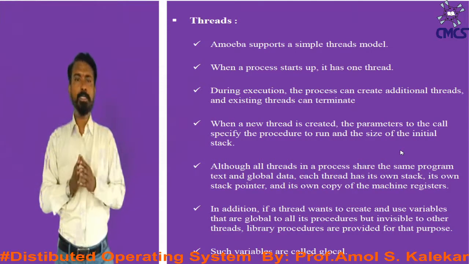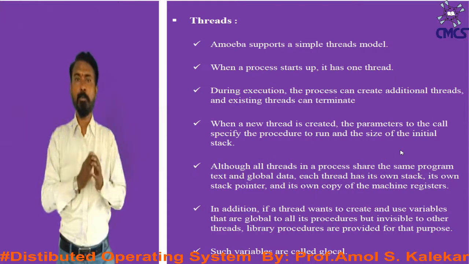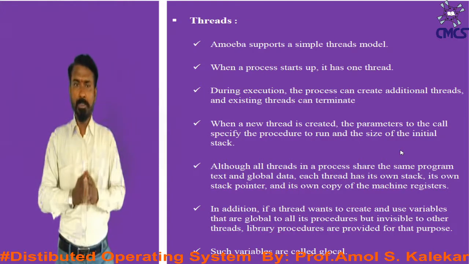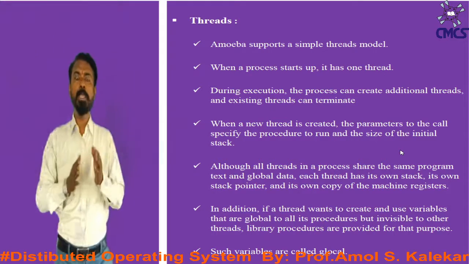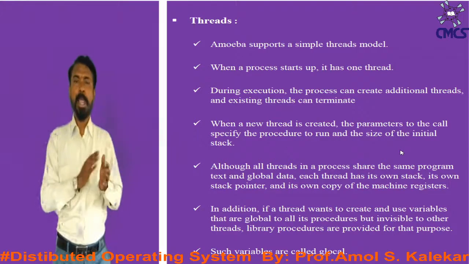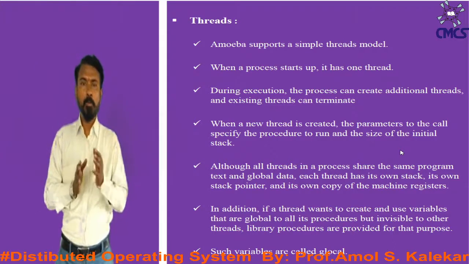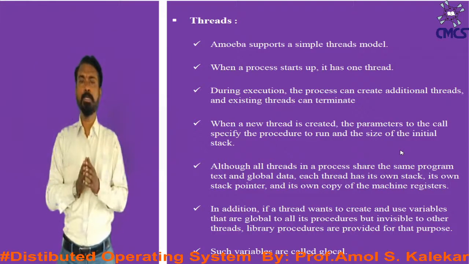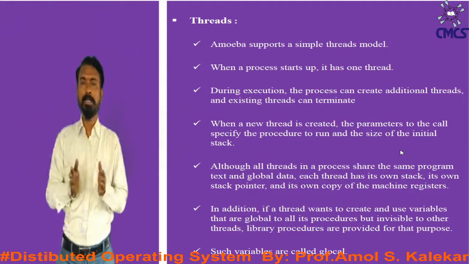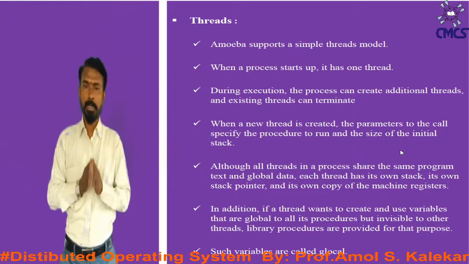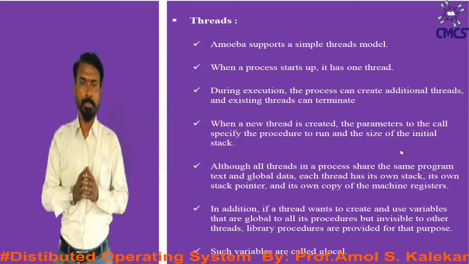Although all the threads in the process share the same program text and the global data, each thread has its own stack pointer and its own copy of the machine registers. In addition, if a thread wants to create and use variables that are global to all its procedures but invisible to other threads, library procedures are provided for that purpose, and such variables are called global variables.